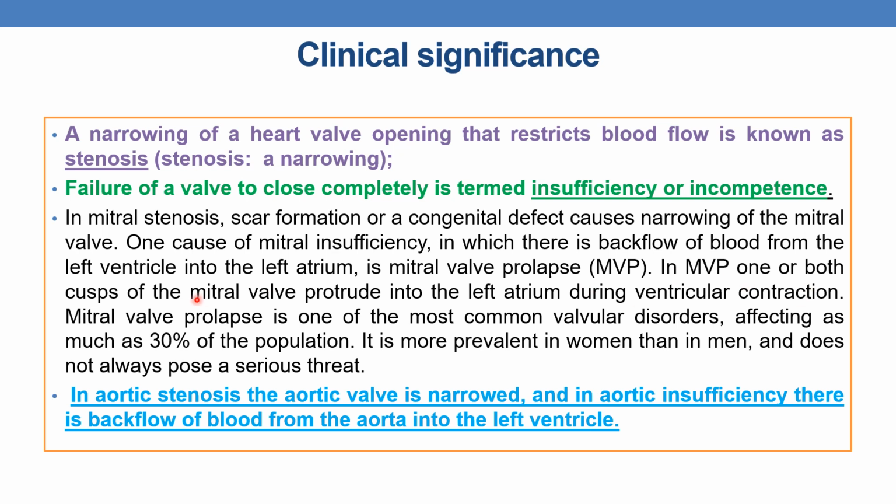In MVP, one or both cusps of the mitral valve protrude into the left atrium during the ventricular contraction. Mitral valve prolapse is one of the most common valvular diseases, affecting as much as 30% of the population, and it is more prevalent in women than in men, and it does not usually pose a serious threat. The next is aortic stenosis. Here the aortic valve is narrowed, and in aortic insufficiency there is a backflow of blood from the aorta into the left ventricle.